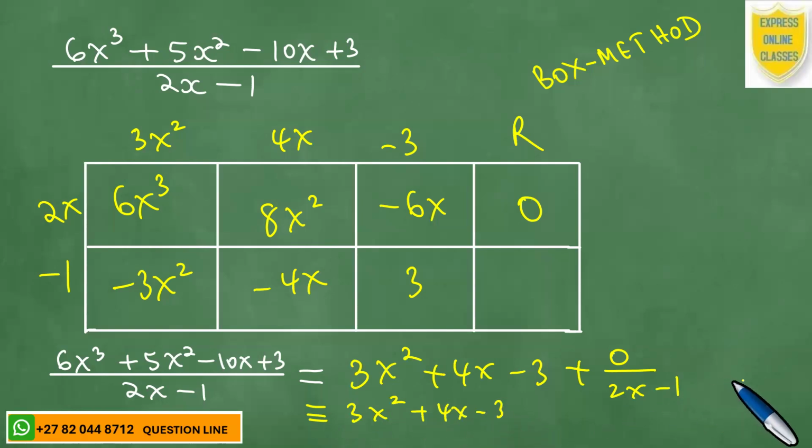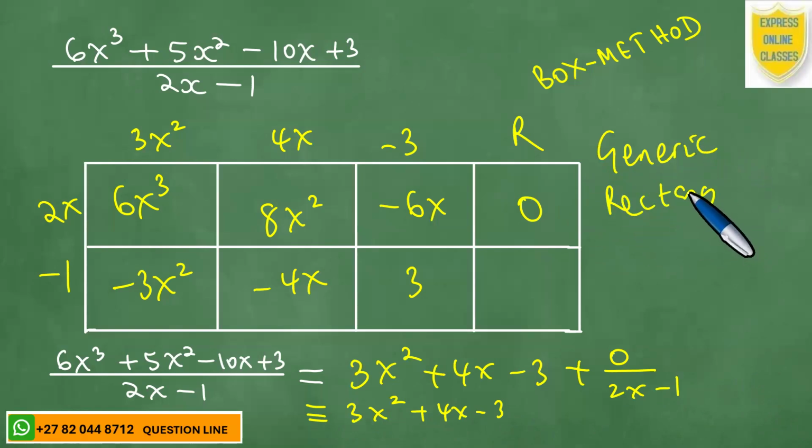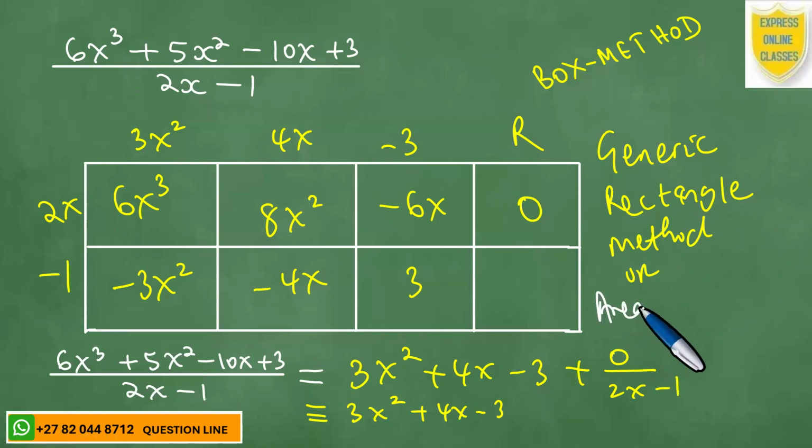And therefore, the result is 3x squared plus 4x minus 3. And this is the answer. So we have performed polynomial division by using what you call the box method. If you don't want to call it the box method, it's called the generic rectangle method. And if you don't want to call it that, you call it the area model. Let's call it the area model.